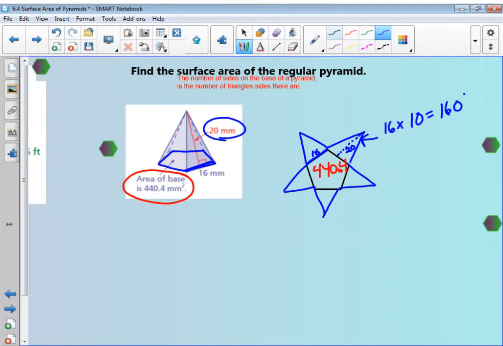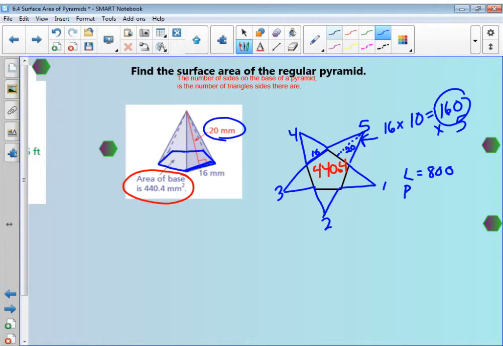So how many of these do I have? I have 1, 2, 3, 4, 5 of those. So I'm going to take that times 5. Okay, I've got 5 of those lateral surface areas. And when I do that, I get 800 for the lateral surface area.